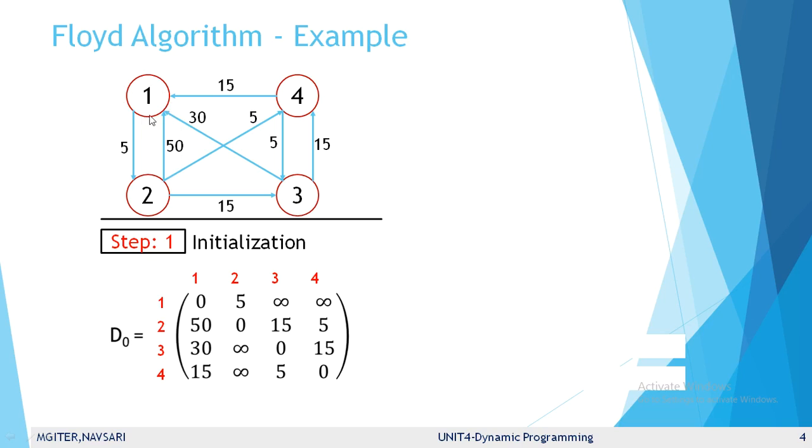Similarly, if the starting vertex is 2, then we find the shortest distance from 2 to 1, 2 to 3, 2 to 4. If the starting vertex is 3, then we find the shortest distance from 3 to 1, 3 to 2, 3 to 4. If the starting vertex is 4, then we find the shortest path between 4 to 1, 4 to 2 and 4 to 3. Now D0 is the original matrix.